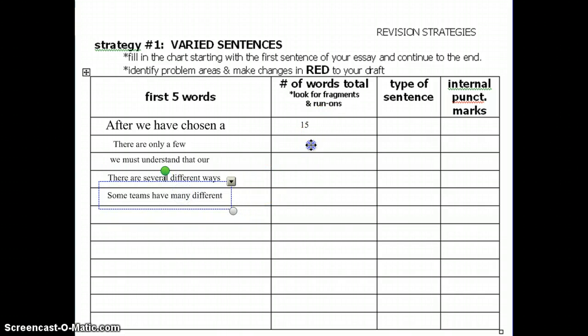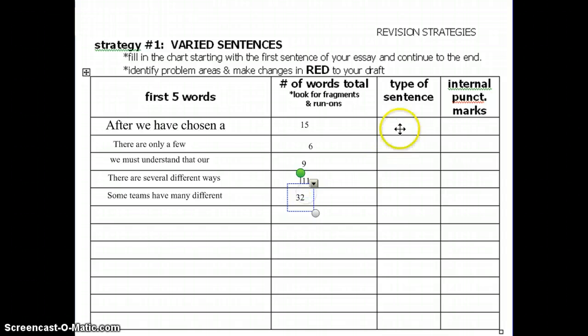Okay, and so as you go through this, let's say this one had 6. This one had 9. And this one had 11. And this one had 32.